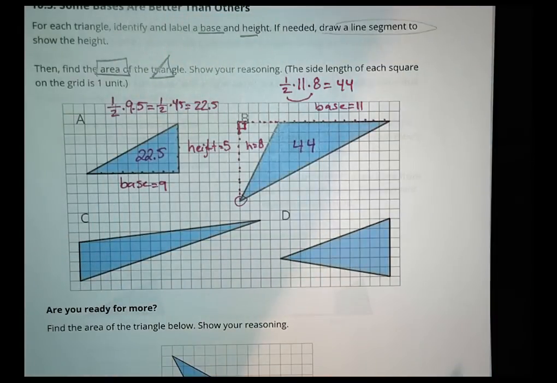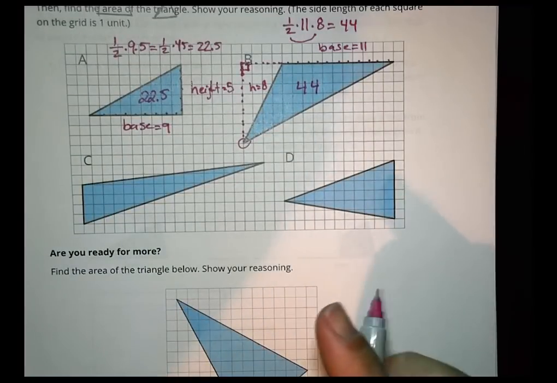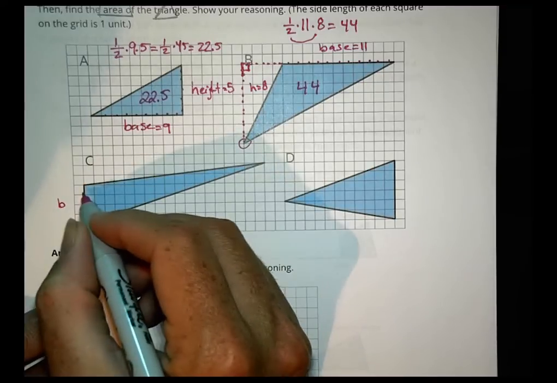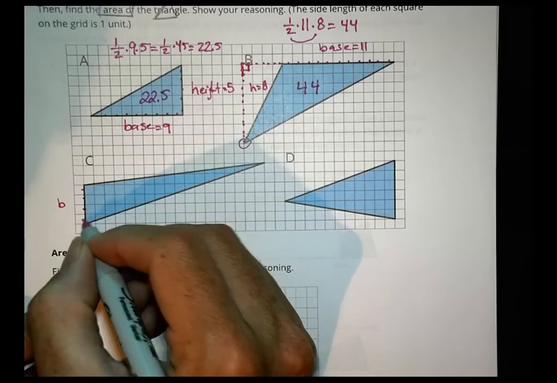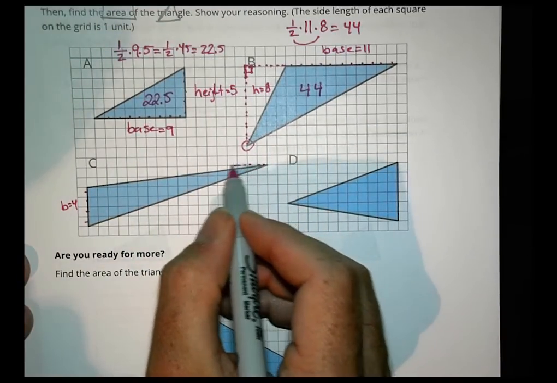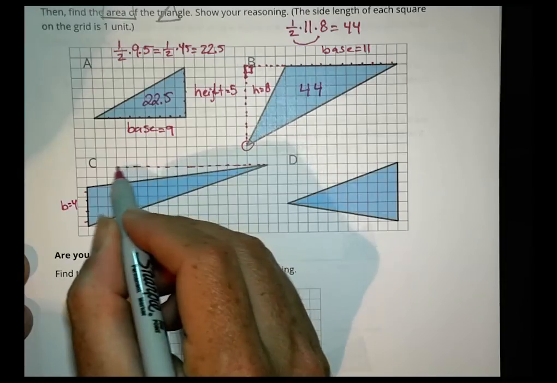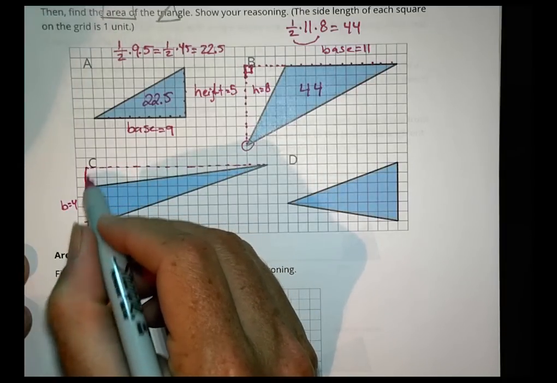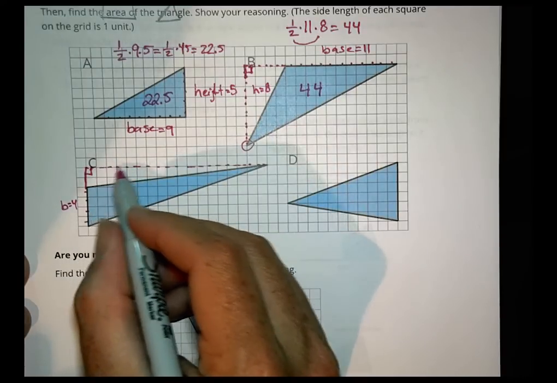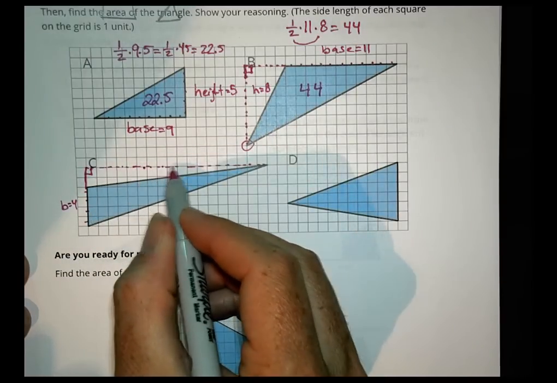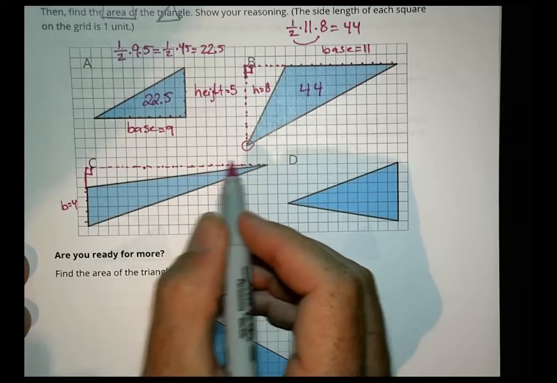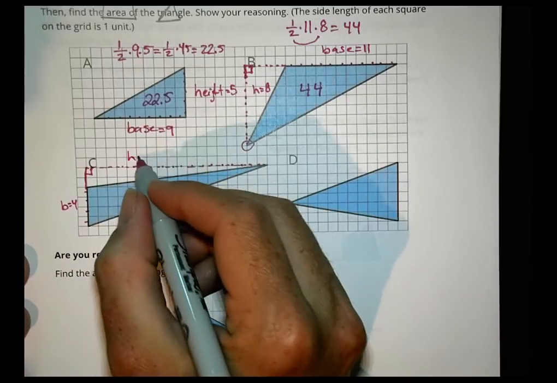When I look at C, we have this vertical line here. We can call that the base, and we can have 1, 2, 3, 4. The base equals 4, and then we can come down off of this vertex point here, straight along there, and make that our height. So that has a height value of 1, 2, 3, 4, 5, 6, 7, 8, 9, 10, 11, 12, 13, 14, 15, 16, 17, 18. Nice and long. So a height of 18.